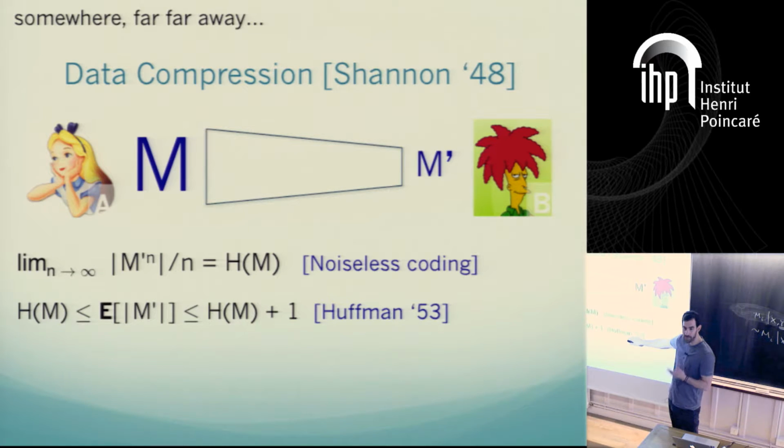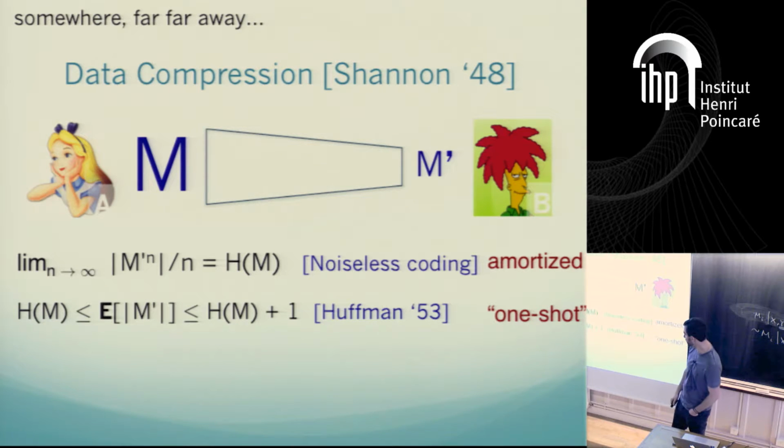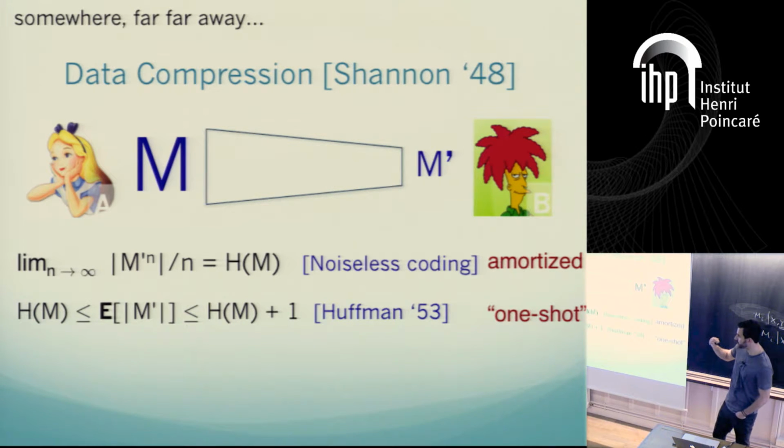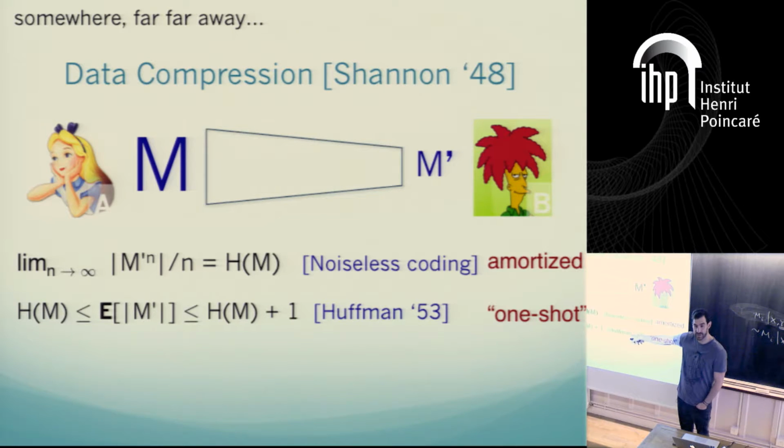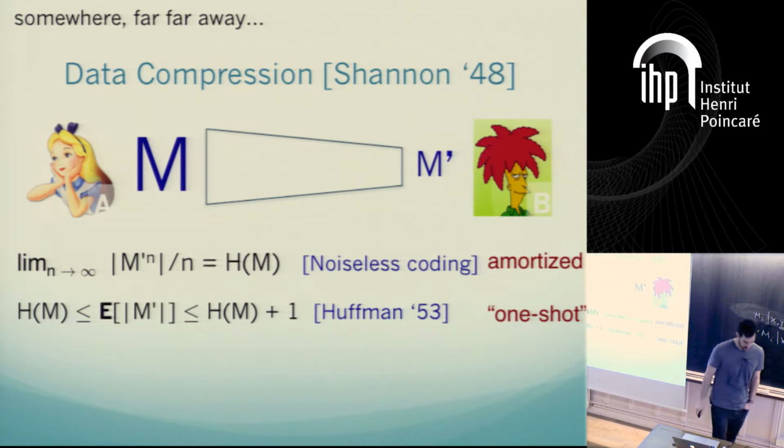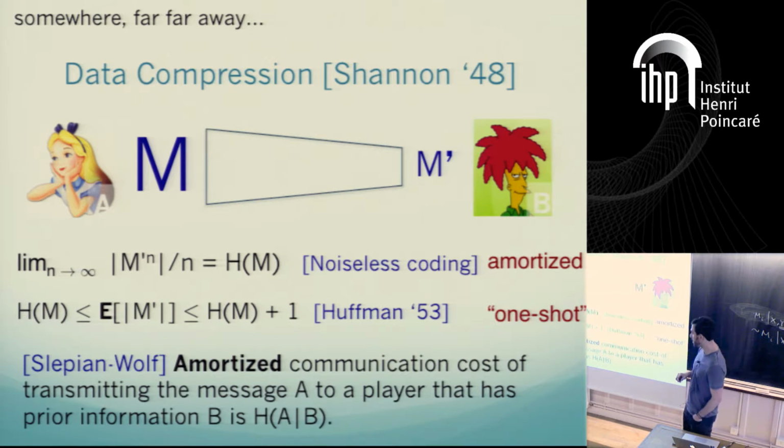And the code that achieves the optimal rate in this setup is the well-known Huffman code. Okay. But the point of this slide is that in this talk, we would like to really distinguish between so-called amortized and one-shot compression results. And obviously, one-shot results are much stronger. In this case, this result obviously implies Shannon's result. And we will focus mainly on the relationship between the two and on the implications of this relation.